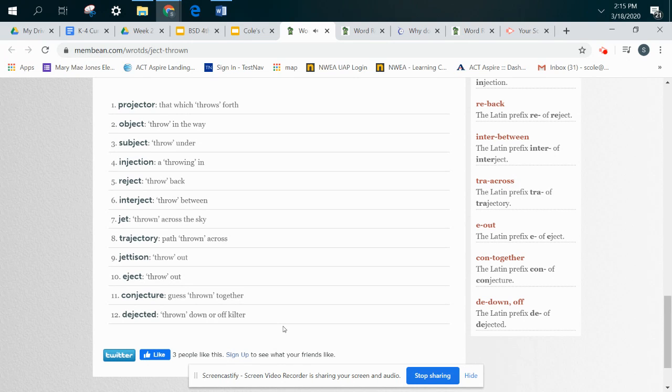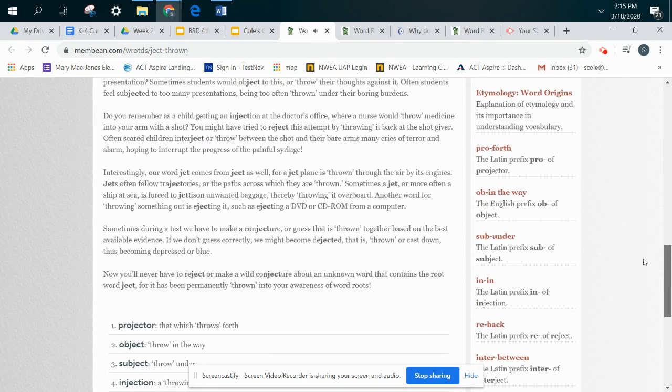Sometimes during a test, we have to make a conjecture, or guess, that is thrown up into the air if we don't know an answer. If we don't guess correctly, we might become dejected, that is, thrown or cast down, thus becoming depressed or blue. Now, you'll never have to reject or make a wild conjecture about an unknown word that contains the root ject, for it has been permanently thrown into your awareness of word roots.